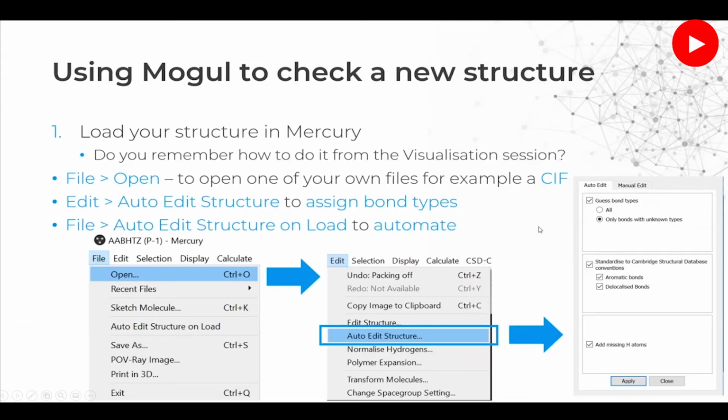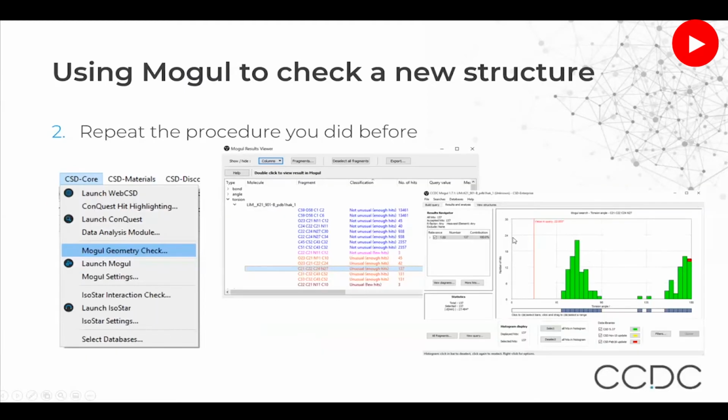So as well as looking at the CSD, we might want to look at an entry that we've determined. So to do that, we could load our structure in Mercury. So we'd go to File, Open, and open our own file, for example, a CIF. As a reminder, CIFs don't contain chemical connectivity information. So to assign bond types, we could go to Edit, Auto Edit Structure, Assign Bond Types, and we could do that every time we loaded a CIF into Mercury by going to File, Auto Edit Structure on Load to automate. Once I've done that, we'd follow exactly the same procedure as before. So CSD Core Mogul geometry check.